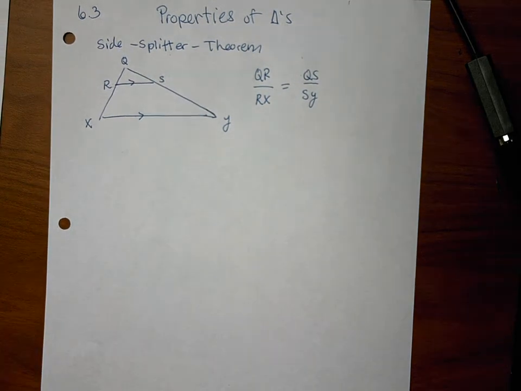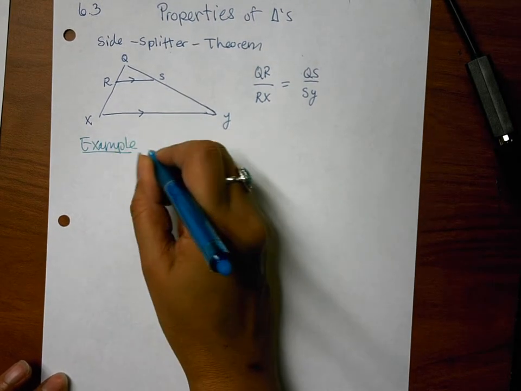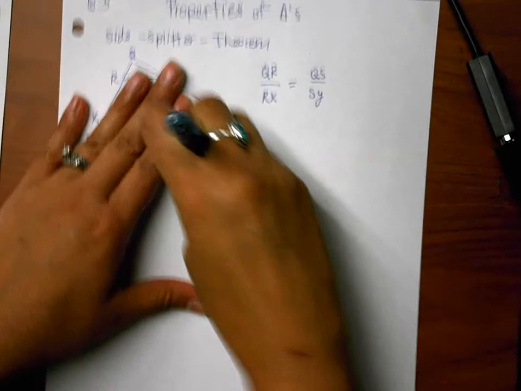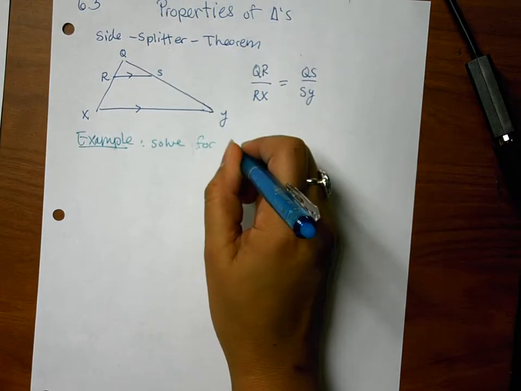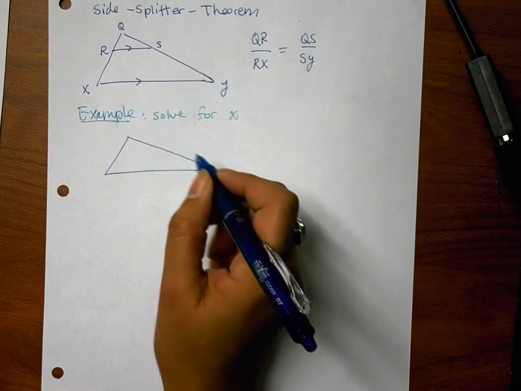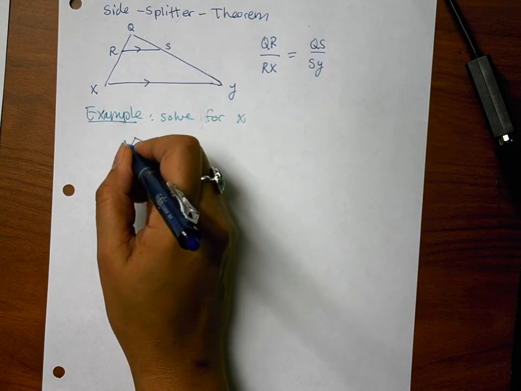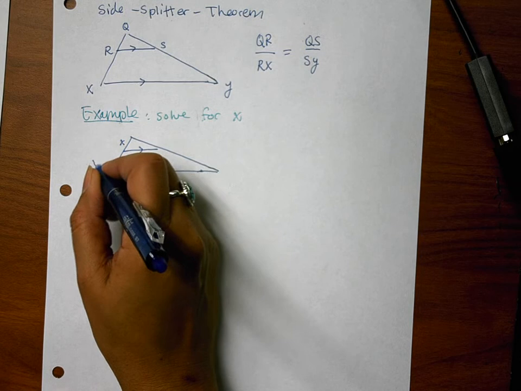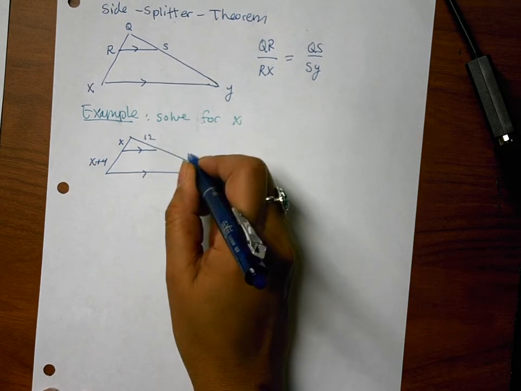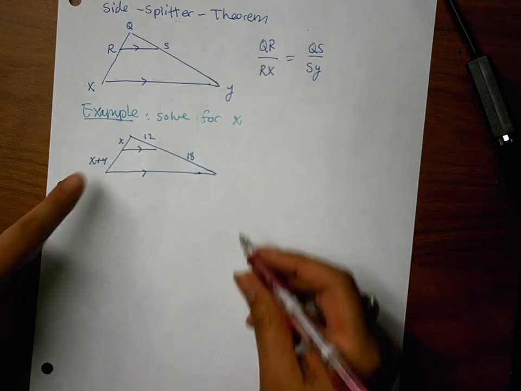Alright, so I will show you an example of what that looks like. Solve for X. Okay, I'm going to give you that these two lines are parallel. This little segment here is X. This segment here is X plus 4. This segment here is 12, and this one down here is 18. So when you make your equations, it would look something like this.